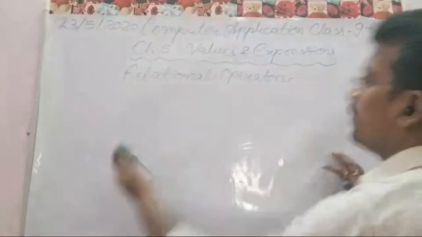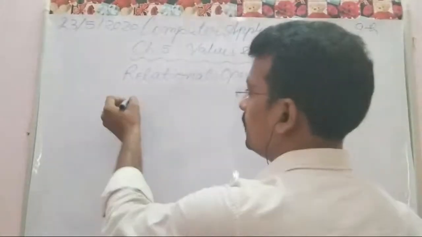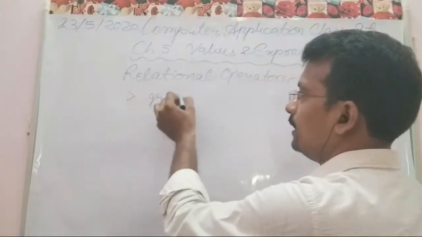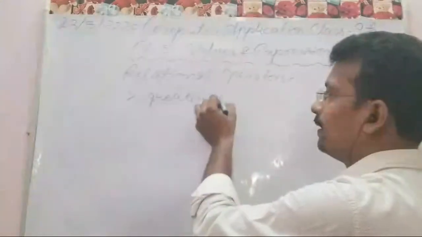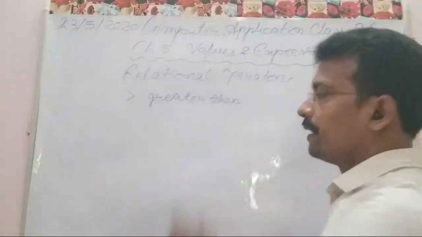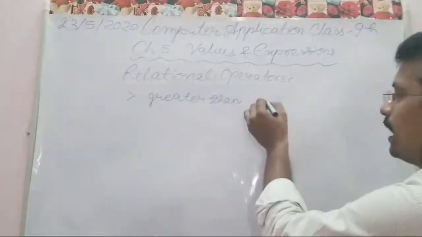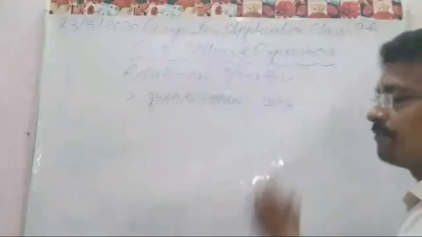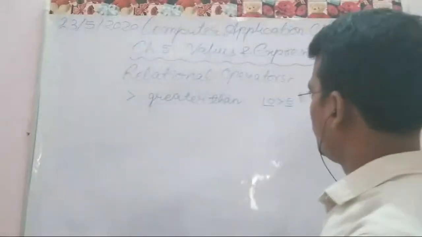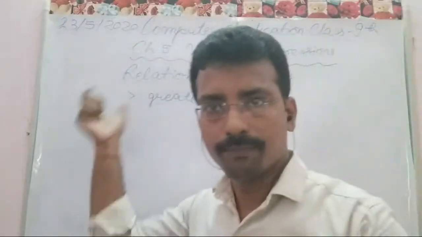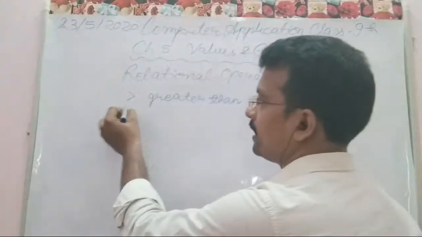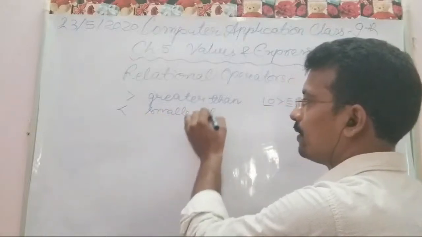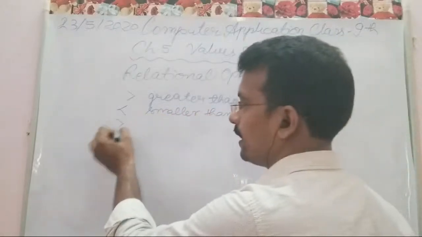See, the first relational operator is greater than. Please learn the sign, greater than. When you have to compare, 10 is greater than 5, meaning 10 is bigger than 5. This kind of condition you can make with the help of greater than. In the same way, smaller than. In the same way, greater than or equal to.